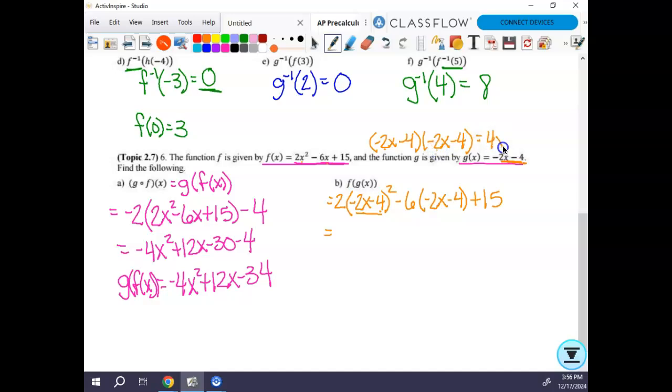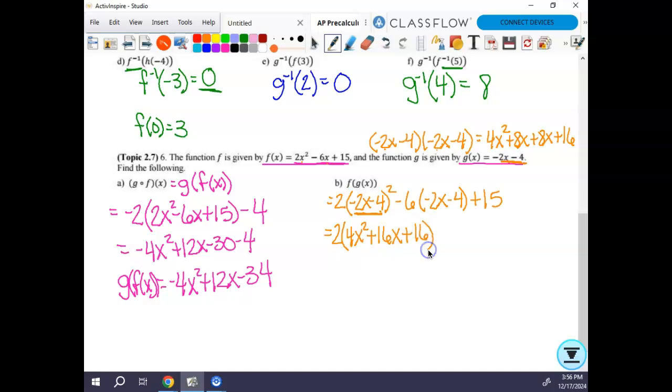That gives me a positive 4x squared. The outside two together is going to give me a positive 8x. Inside two together, positive 8x. Last two together, positive 16. So that's just squaring this. So I'll put this back in here. 2 times 4x squared, and then those two 8x's become 16x, and then plus 16.